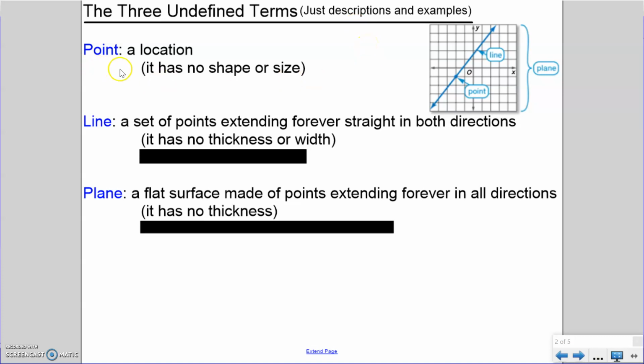Anyways, a point is just a location. It has no shape or size. A line is a set of points extending forever both directions, and straight of course. It has no thickness or width. And then a plane is a flat surface made of points extending forever in all directions and has no thickness.